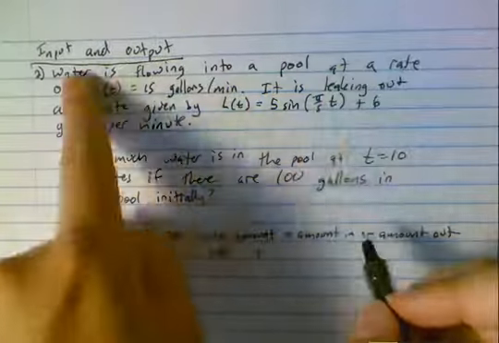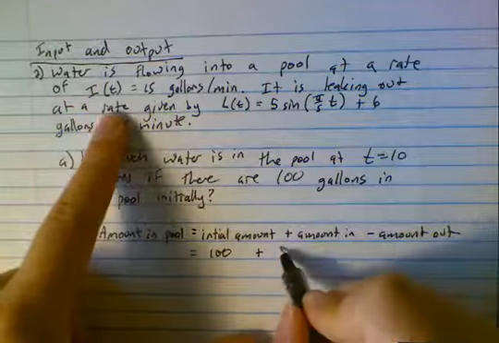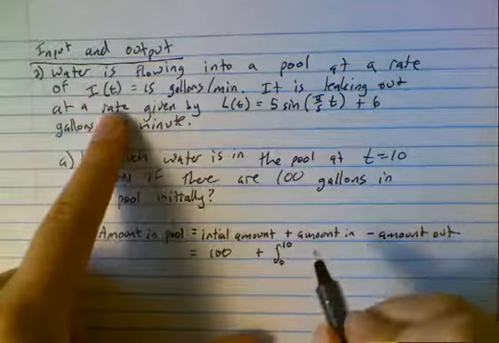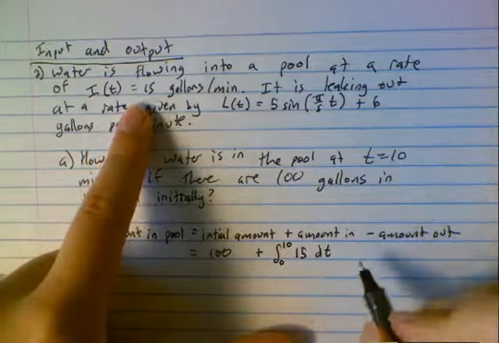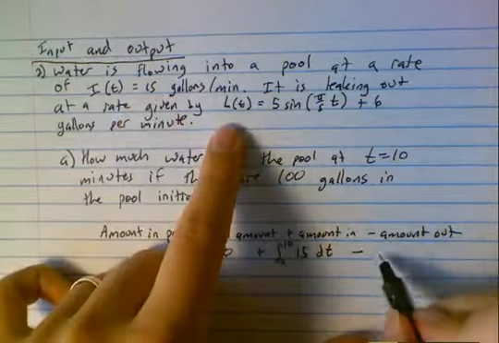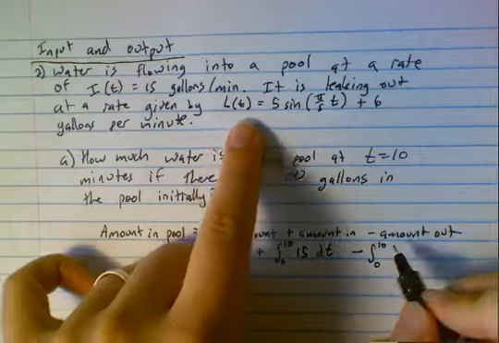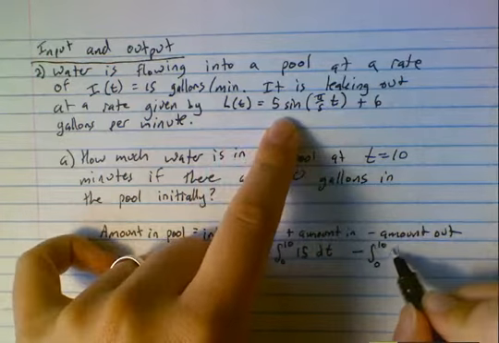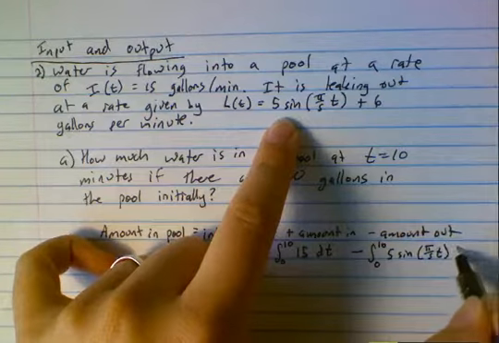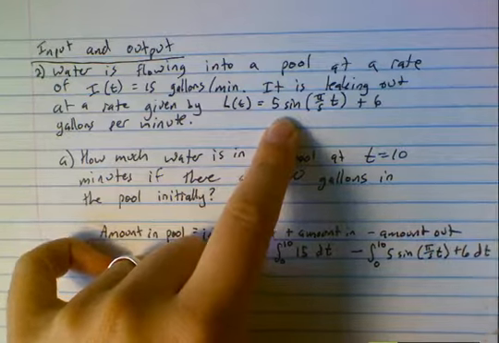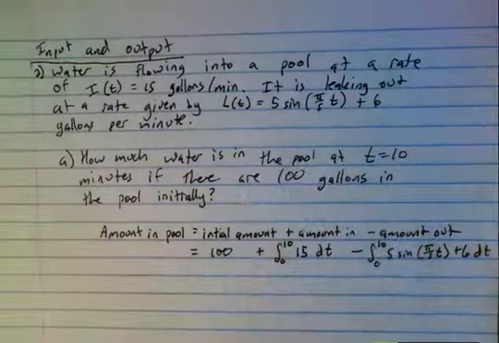Accumulation, well, if we look at what's flowing into the pool, from the start to 10 of 15, and then we're going to take out the amount out from 0 to 10. This is 5 sin(pi/5 t) + 6, because that's the total amount that leaks out if we look at these things separately.